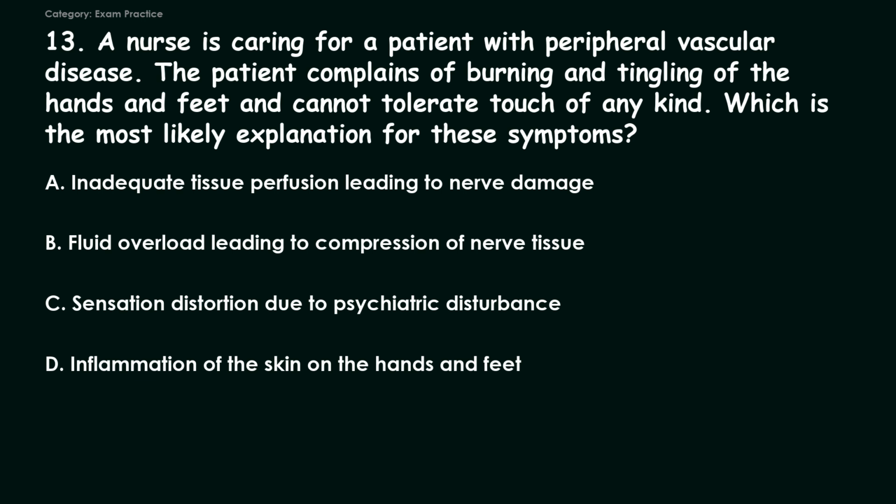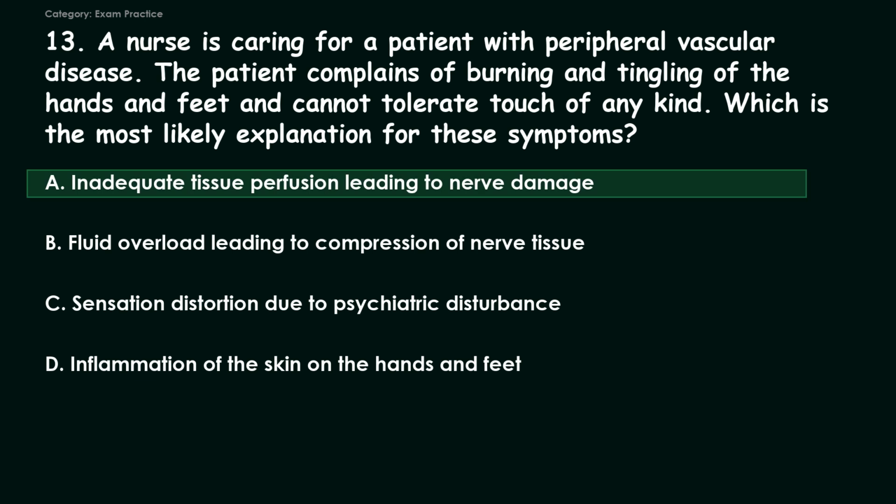Option A, inadequate tissue perfusion leading to nerve damage. Option B, fluid overload leading to compression of nerve tissue. Option C, sensation distortion due to psychiatric disturbance. Option D, inflammation of the skin on the hands and feet.